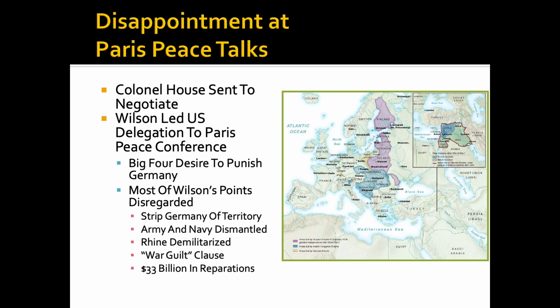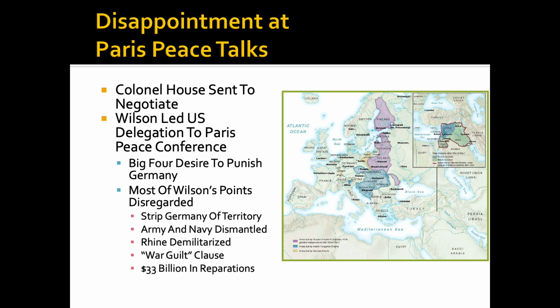And he went and he led the delegation from the United States, all Democrats. And he faced a lot of problems. Wilson had this 14 points plan, this plan for peace after the war, but it seemed that none of the other European powers were really that interested. The big four. This was France. This was Italy. This was England.